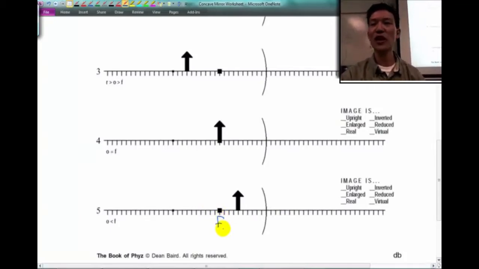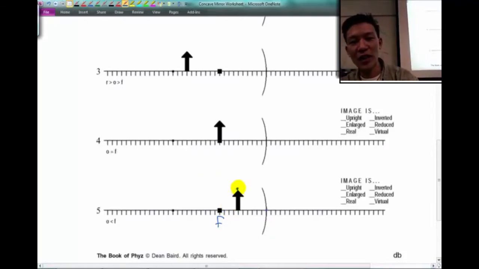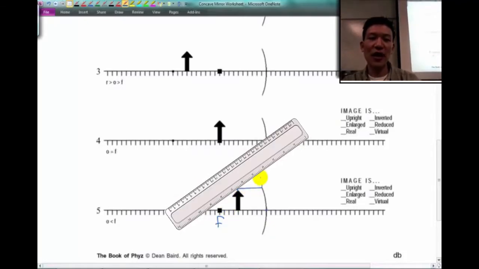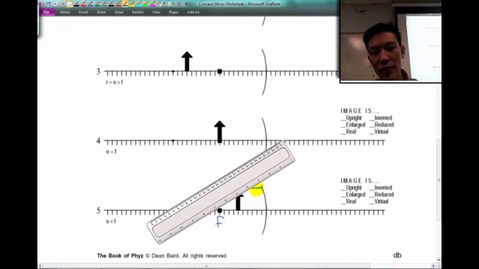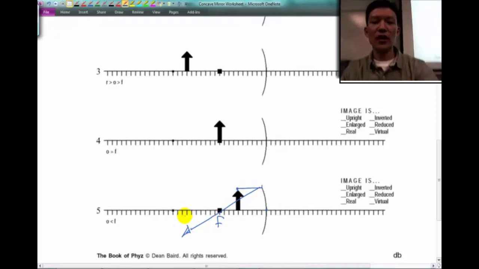Let's try this one real quick. How can we find the image of an object inside the focal point of a concave mirror? You need how many rays of light? 2. Pick one. Ray number 1. Any ray of light that comes in parallel gets reflected through the focal point. Okay? Like so. Boom. Let's try another ray of light.